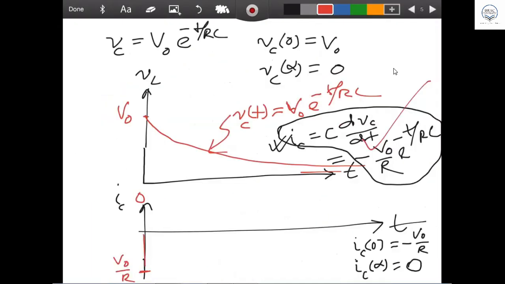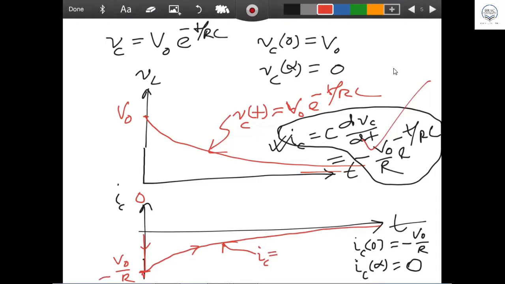So from this, at time t equal to 0, it is V naught, but it's a minus. That's why it's down and goes to 0. So this is the equation of this thing. So what is the equation for this? Okay, Jonathan, just tell me what is the equation of this thing? IC equal to what?